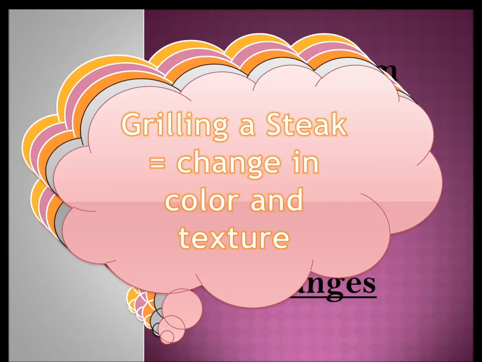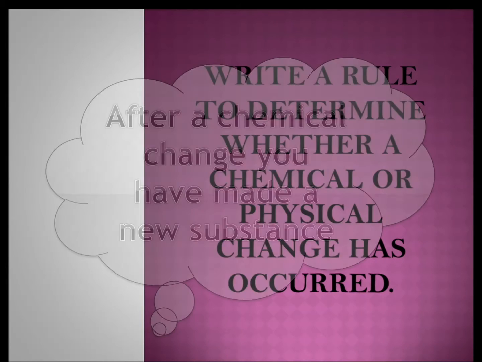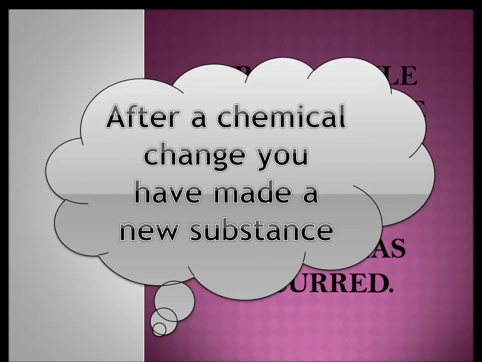Now I'm going to do the last one with you. Let's come up with a rule to determine whether a chemical or physical change has occurred. I would ask that you look at what you have at the end of the reaction. If at the end of the reaction you have made a new substance, then you have a chemical change. If you still have the old substance, you have a physical change.